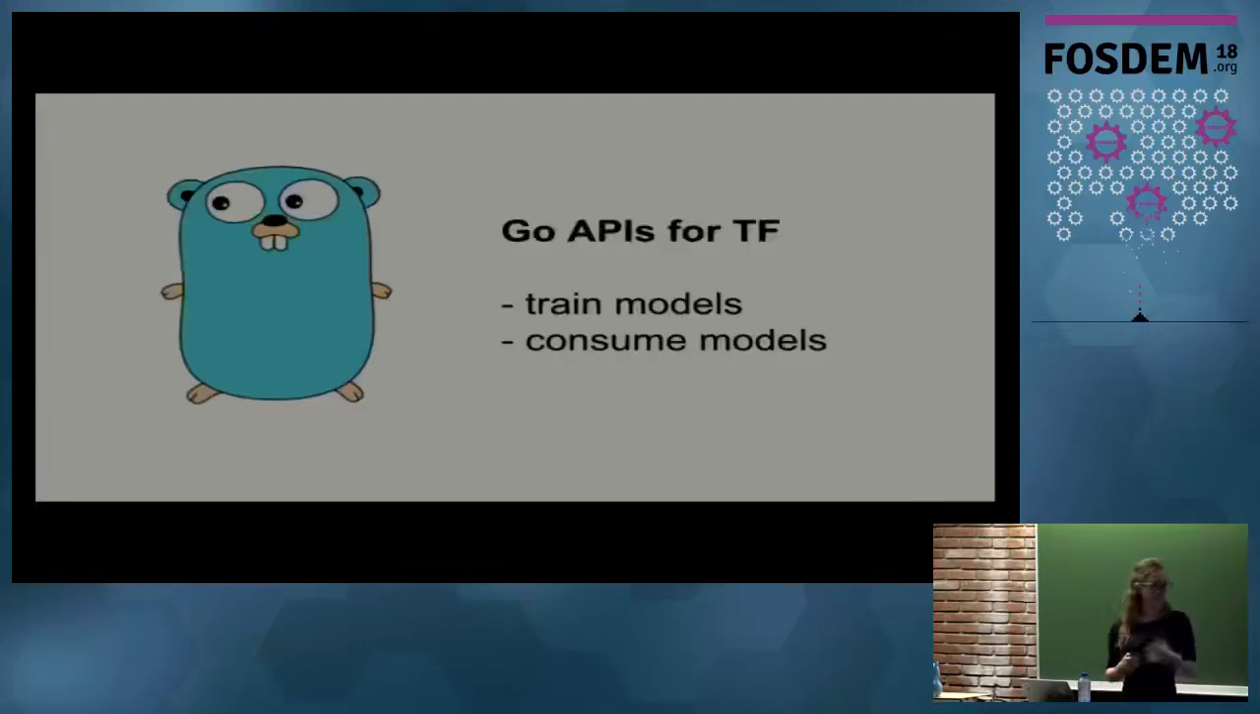And there are several APIs that are officially supported in TensorFlow. Go is one of them. Obviously, Python is the most widely supported one. And the features that you have for Go in the APIs of TensorFlow are to train models and consume those trained models. All the models, or practically most of the models, are written in Python for data science reasons.